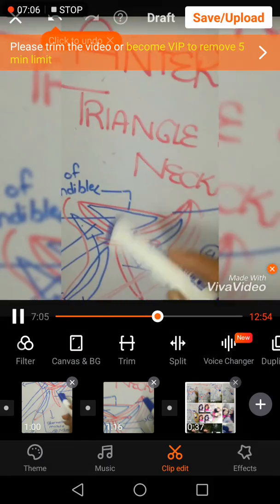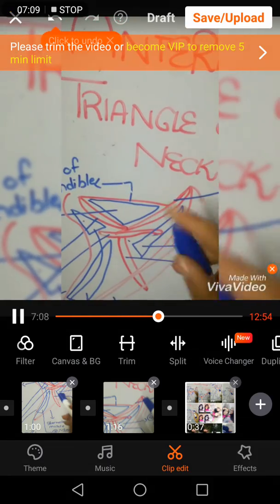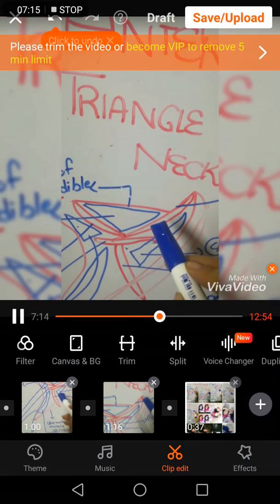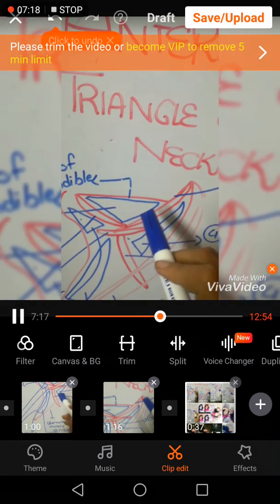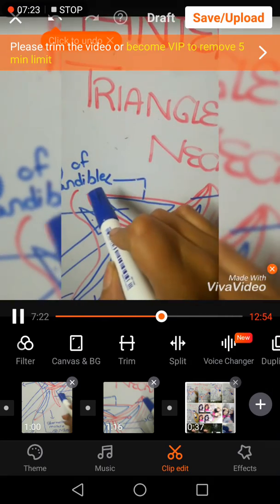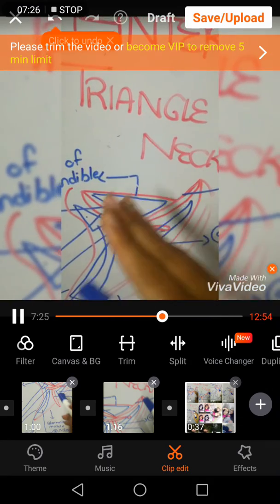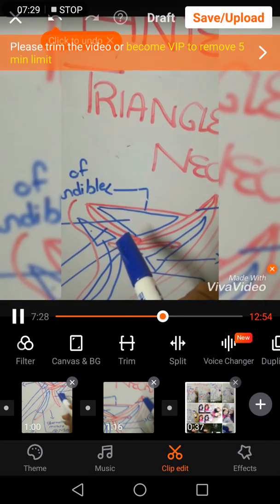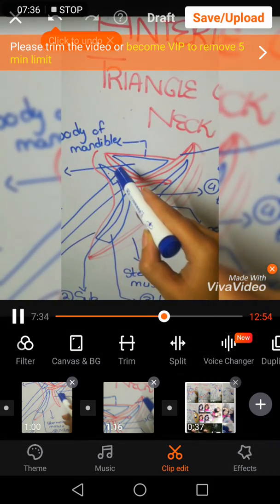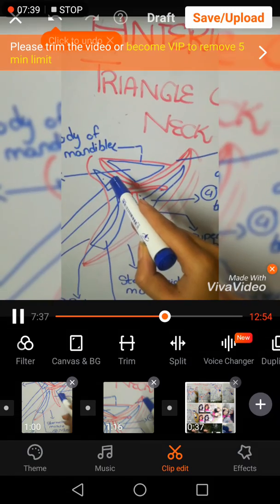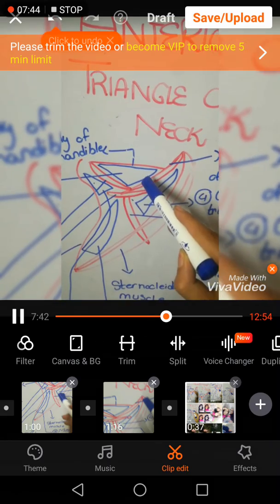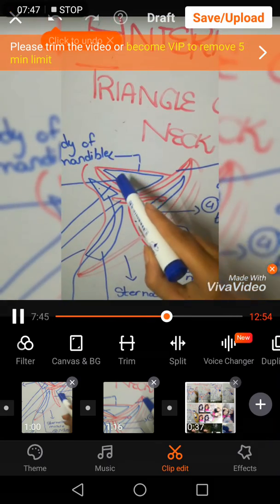Now we can see that behind this submandibular triangle, you can see another curve, this one. This is called the posterior belly of the digastric muscle. So the relations of the submandibular triangle are: superiorly, the body of the mandible, which is this horizontal line; anteriorly, the anterior belly of the digastric muscle; and posteriorly, the posterior belly of the digastric muscle. Those were the relations of the submandibular triangle.